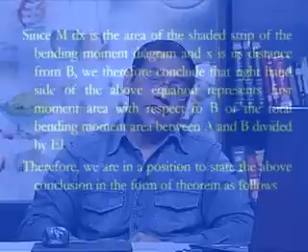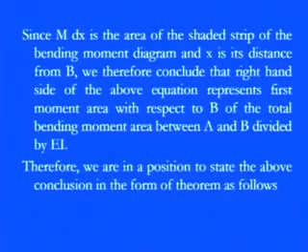Since M into dx, as I told you, is the area of the shaded strip of the bending moment diagram, and x is the distance from B, therefore we can conclude that the right hand side of the above equation represents the first moment of area with respect to B of the bending moment diagram between A and B, divided by EI, so that whatever flexural rigidity is there can be easily incorporated in the deflection term.